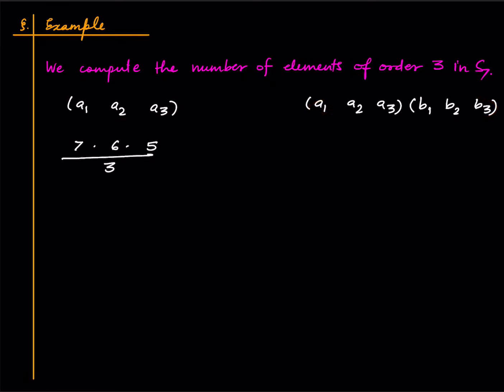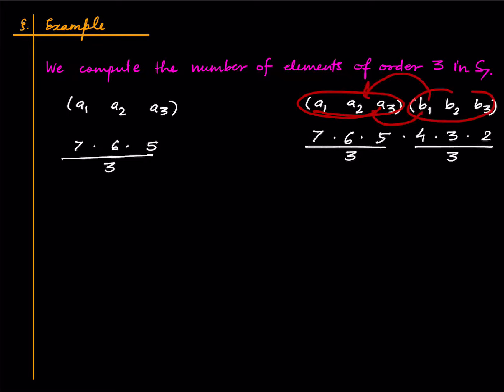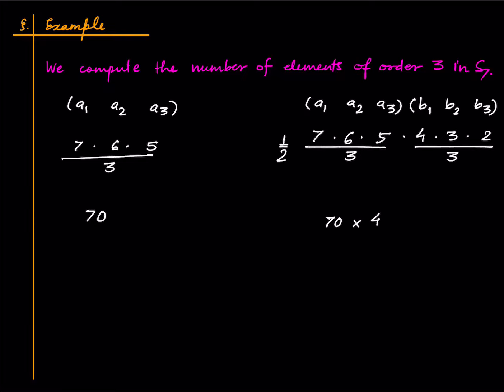How about the other one? We have 7 options for this one, 6 for the next, 5 for the next, 4 and then 3 and then 2. But again, here we have an overcounting of 3 times, so we divide by 3. Here we have an overcounting of 3 times, so we divide by 3. But overall, there is another overcounting of 2 times because these two things can be switched. So there has to be an extra factor of half. So the first one is 70 and the second one is 70 times 4. So that is 350.